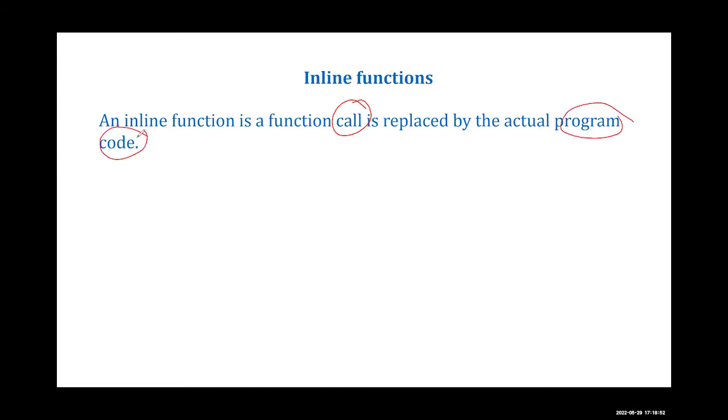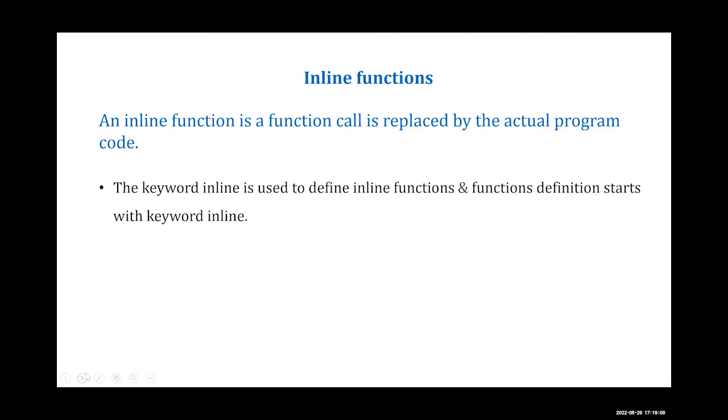Instead of passing the control of the compiler to the called function and then back to the main program, we are going to replace the call by the program code. Next, the keyword inline is used to define the inline function, and the function definition starts with the keyword inline. So whenever we come across the keyword inline in any function definition, we should understand that it is an inline function. The function definition of that particular function always starts with the keyword inline.